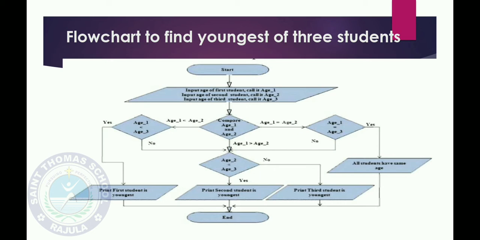In the no, where the flow of execution is going, in the third output, it prints "third student is the youngest one". So then after that the flow of control will go to the end. So this is the comparison process to find the youngest student from the 3 students. So I hope you understood this flowchart.